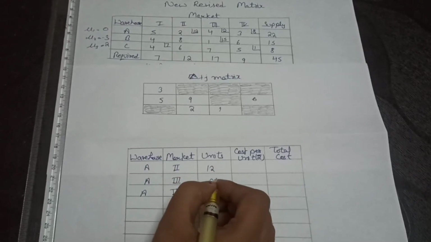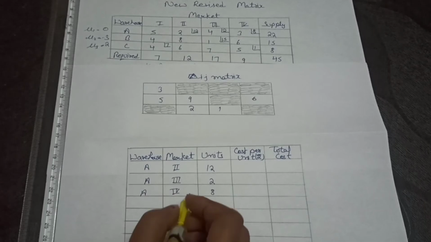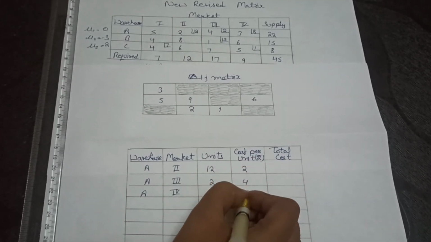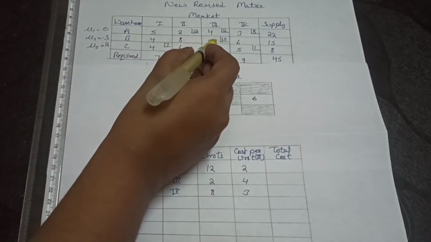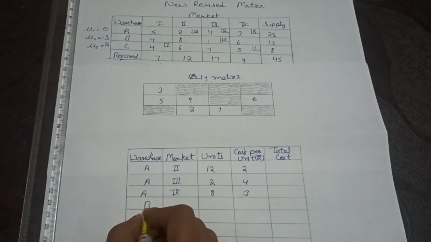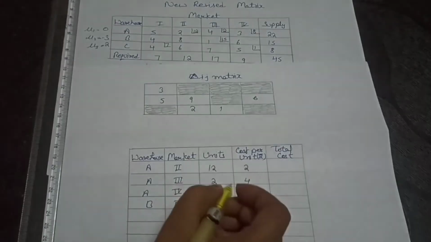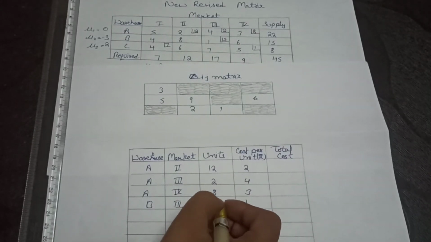12 to 8, as you can see in the matrix, and the transportation cost is 2, 4, 3. For the next warehouse, B, B has given supply to the third market. You can see B to third, and the transportation cost is 1 and the allocation is 15.